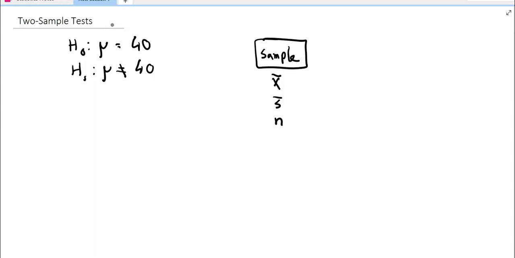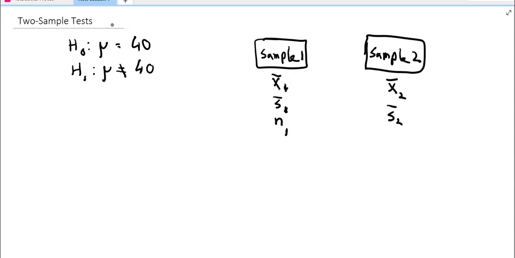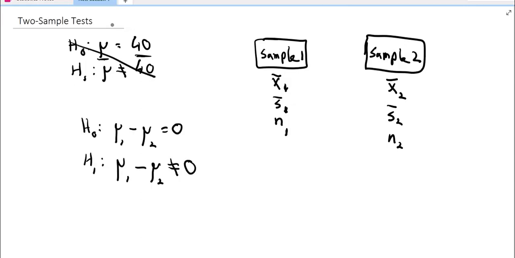Now what we are going to do is have two samples. So we are going to test sample 1 versus sample 2. We will have x1 bar, s1, and n1, and we are going to test x2 bar, s2, and n2. What we are testing here is not whether one mu is equal to a fixed number. We're going to test if the mu 1 of sample 1 equals the mu 2 of sample 2, or they're not equal.